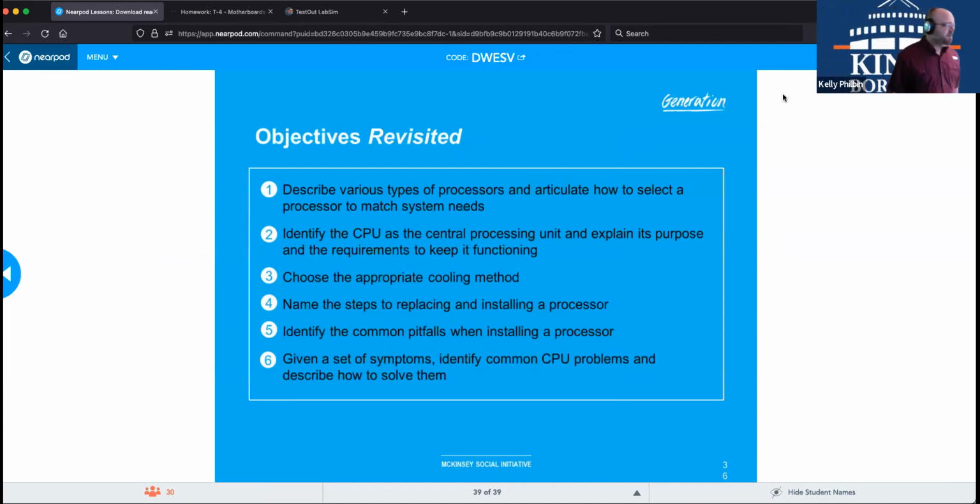After that, we should now be able to identify and name some of the steps to installing a new processor, and some of the common pitfalls. Like what if a pin gets stuck? What if we can't get the heatsink undone? What if it's crashing right after we start up? Things like that.